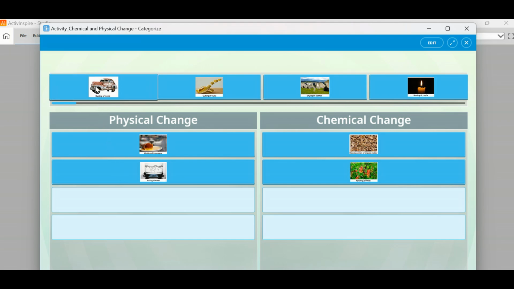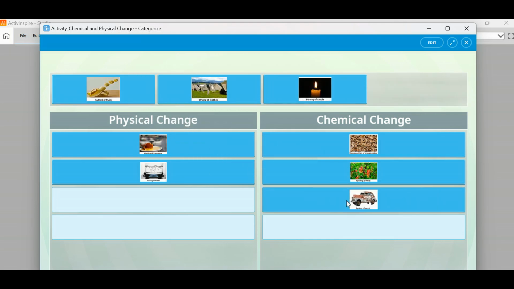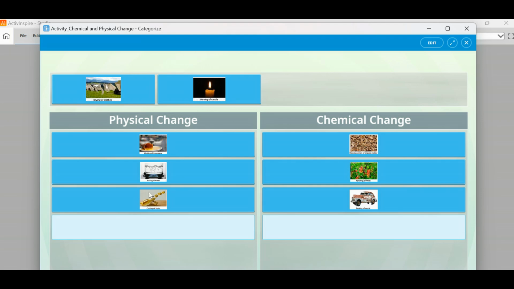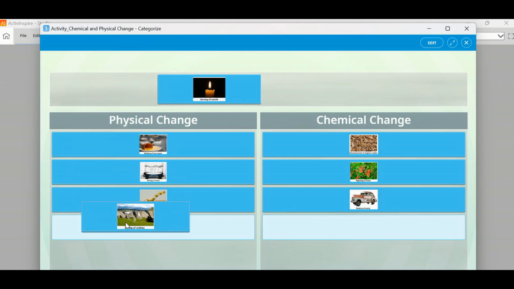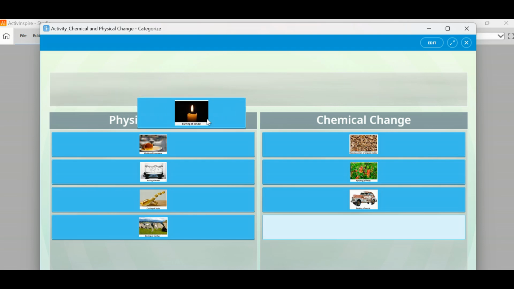Rusting of metal. Chemical change, right? Cutting of fruits. Physical. Drying of clothes. Physical, right? And finally, burning of candle is an example.